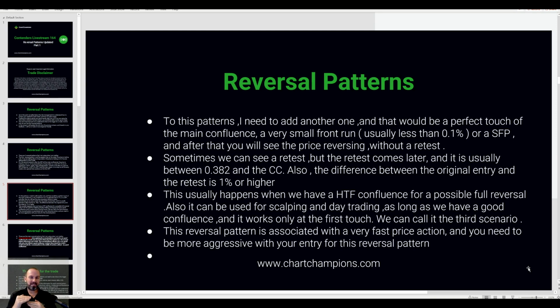And it's not going to give you the best entry possible. This usually happens when we have a high time frame confluence for a possible full reversal. Also, it can be used for scalping and day trading as long as you have a good confluence, and it works only on the first touch. We can call this the third scenario.